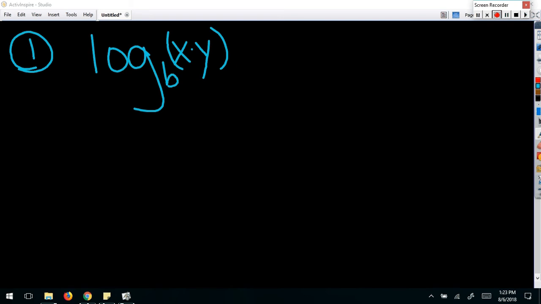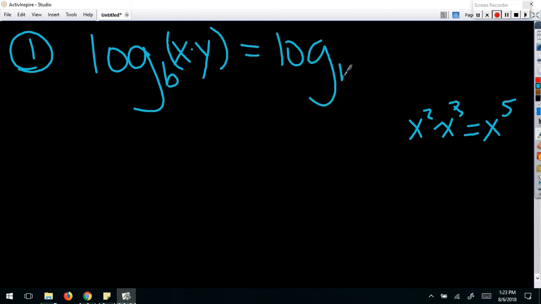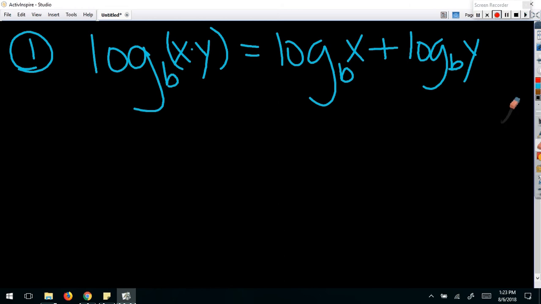Now, because logs are exponents, if you think about when you are multiplying and you have the same base, like x squared times x to the third, you would add these exponents to get x to the fifth. So I'm going to think along the same lines, and I'm going to split this up: log base b of x plus log base b of y. Now it's important the base has to stay the same as you split up here.